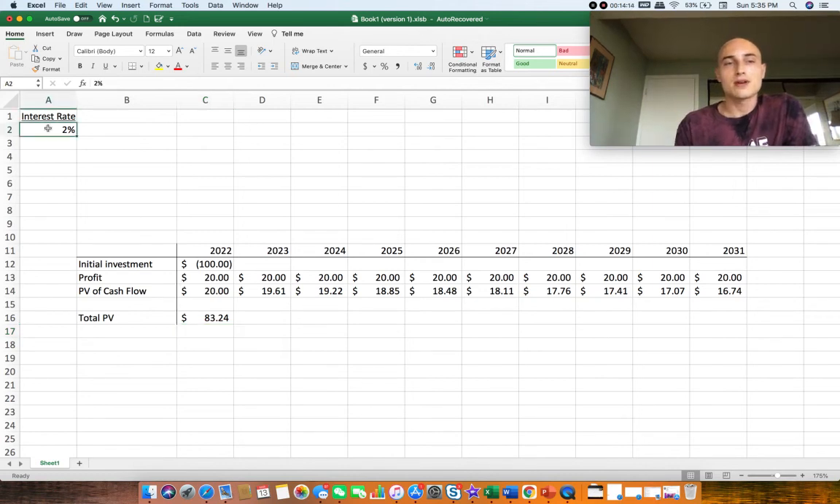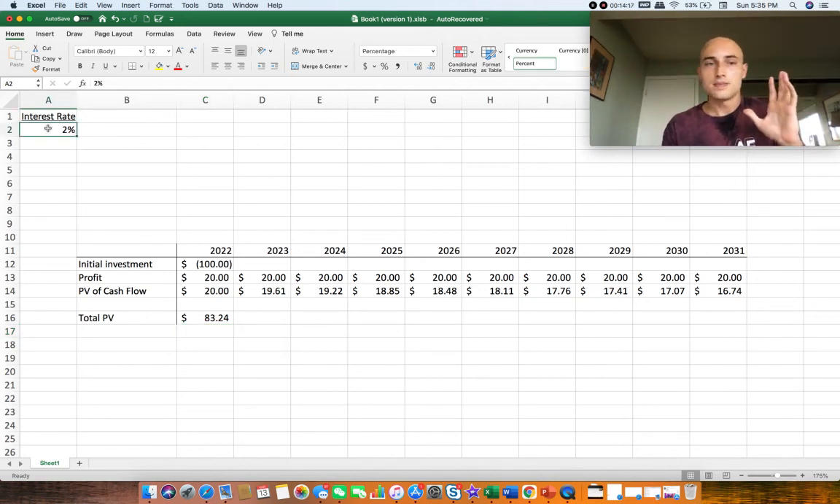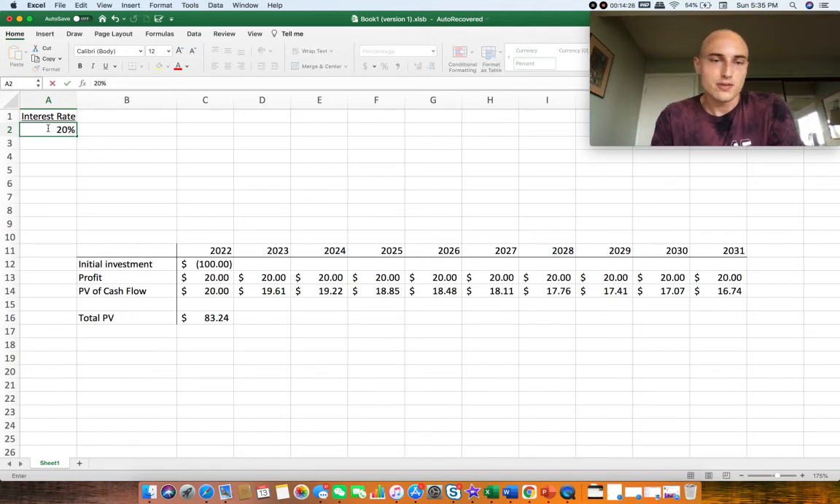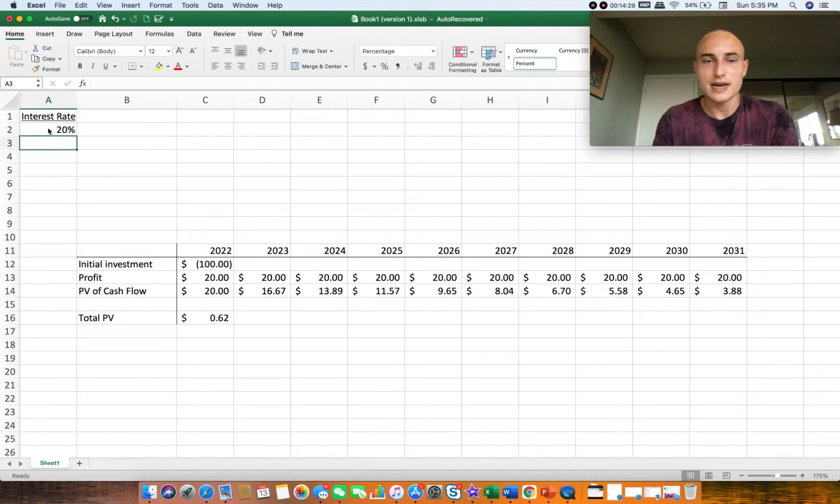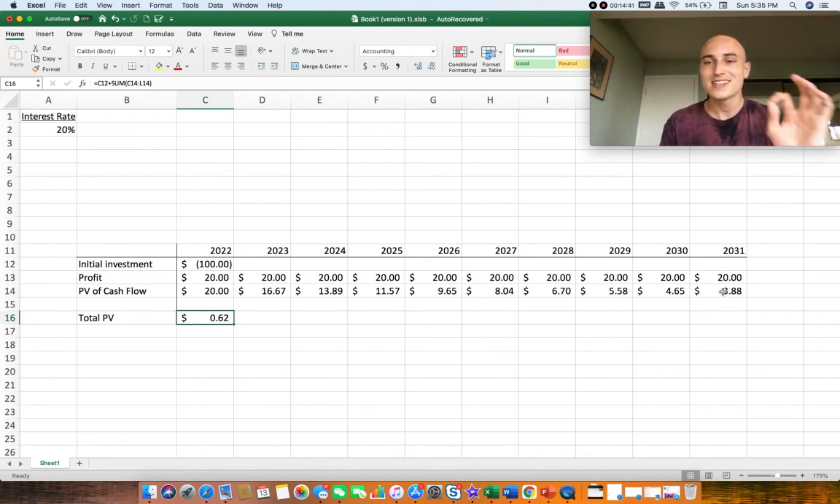And so now we can play around with the parameters of our scenario. What if instead of 2% interest, we have 20% interest? Let's just use it as an example. You can see how now our total present value is not $83 anymore. Now it's only 62 cents, because the more you increase that interest rate, the less valuable future cash flows become. So instead of this being worth like 16 bucks before, now it's only worth $3.88 in terms of present value dollars.